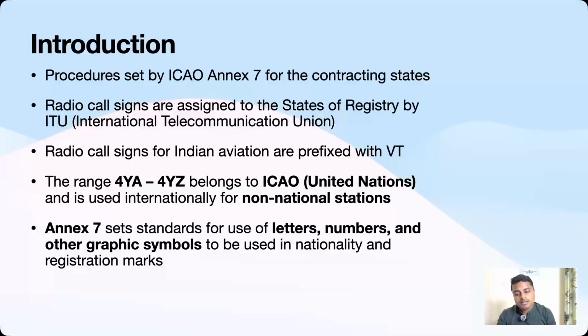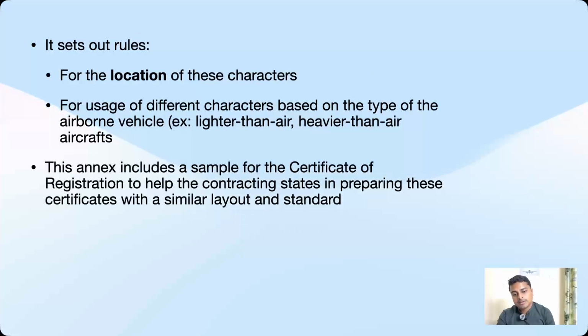So this Annex 7 sets standards for the use of different letters, numbers, and other graphical symbols combined, and these are to be used as the nationality and the registration marks. There are rules set out for the location of these characters and for the size of these characters, depending on the airborne vehicle. This annex also includes a certificate of registration to help the contracting states in preparing their own certificate. So they have a template according to which the participating countries prepare their own certificate of registration.